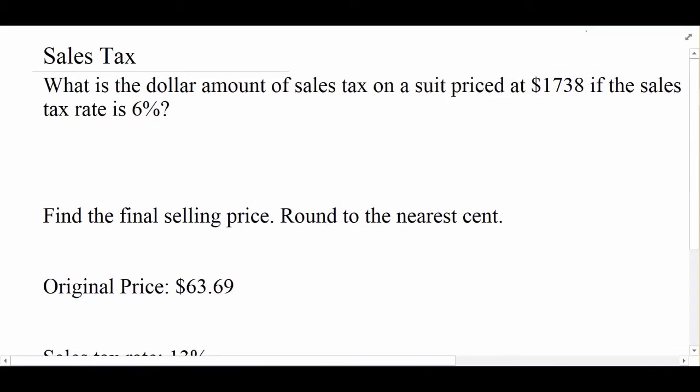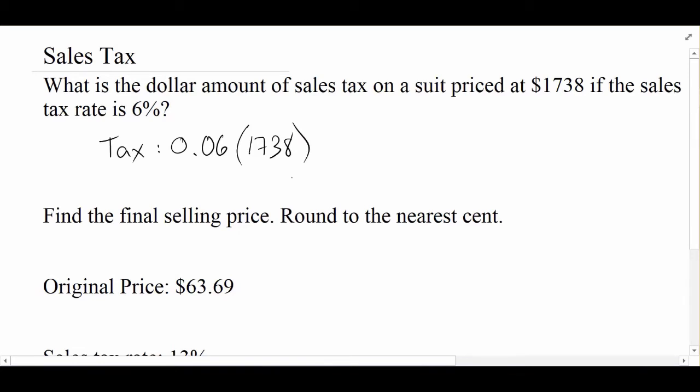Let's talk about sales tax. This is a pretty important tax to talk about. It's something we pay all the time. So this first question asks, what's the dollar amount of sales tax on a suit priced at $1,738 if the sales tax rate is 6%? So what we're going to look at here is we're going to start off with a very simple way of doing this. To start off just saying, hey, let's just figure out what the tax is. And that's just going to be multiplication. 6% is 0.06, and we're going to multiply that by the 1738.